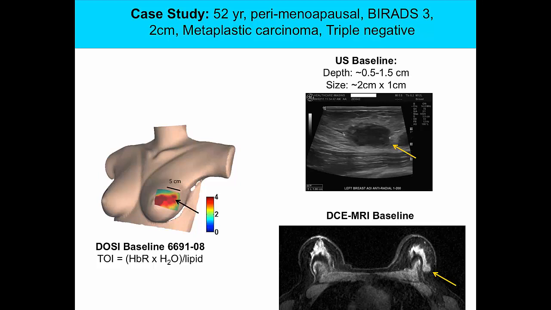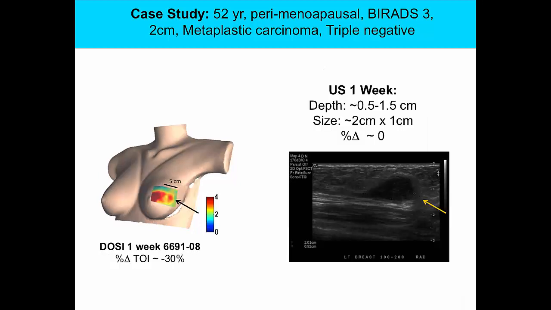This is the baseline. Here's the ultrasound, so you can see a very nice delineation of the tumor. This is a hypoechoic region. Lots of water there. Here's dynamic contrast enhanced MRI. So we have multiple modalities that we can look at this. And here is a week for this patient. We already see a change in the DOSI image. This is the ultrasound image, and there is no change in the size of the tumor from ultrasound.